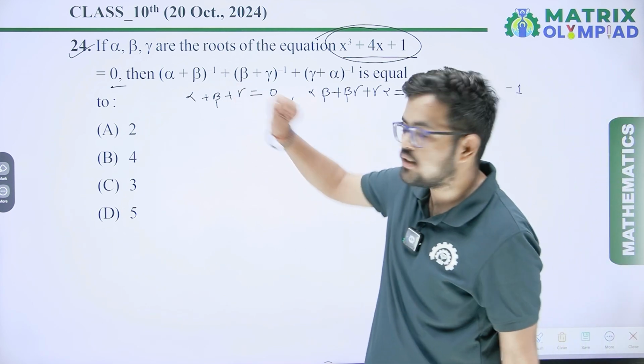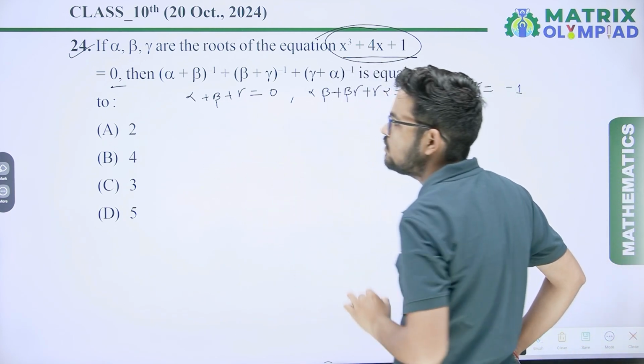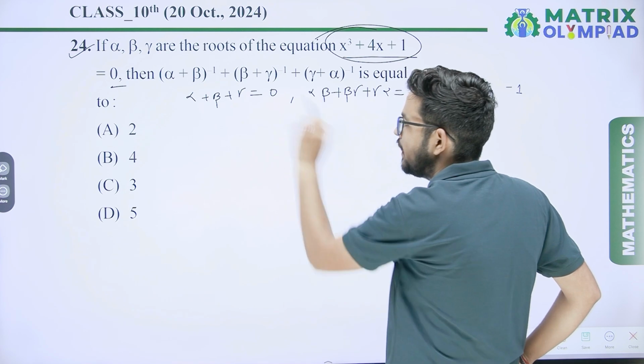Now it is saying alpha plus beta raised to power minus 1. So we know that alpha plus beta plus gamma equals 0. So alpha plus beta equals minus gamma.